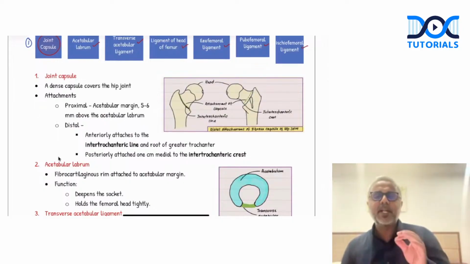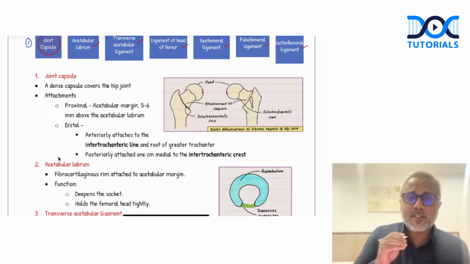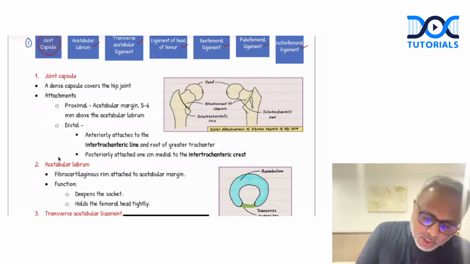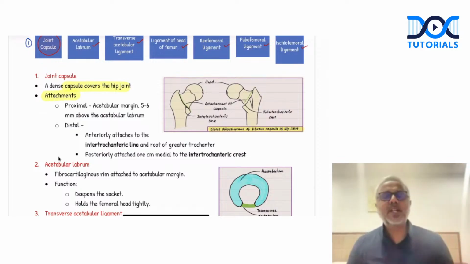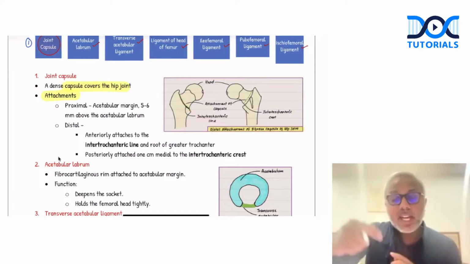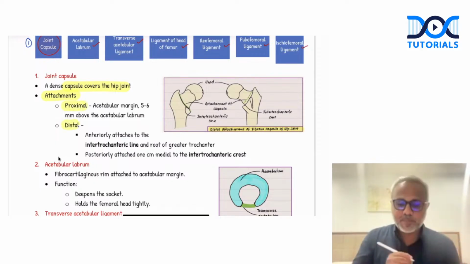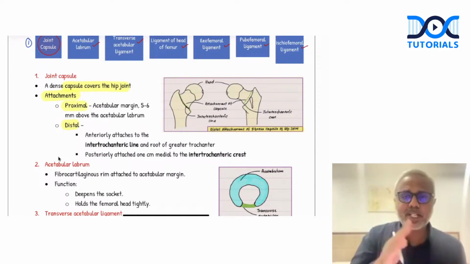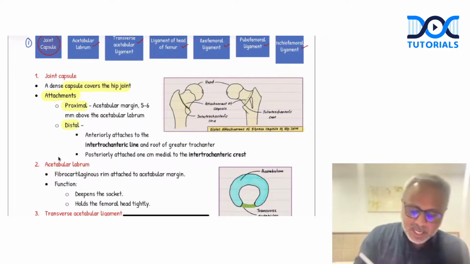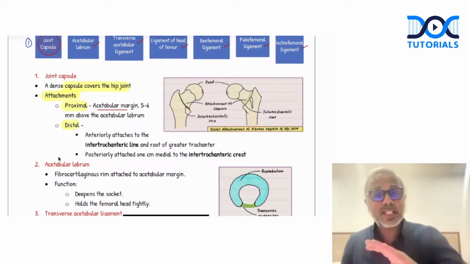Start explaining the ligaments one by one. For example, for the joint capsule, what will we write? First line: the joint capsule covers the entire hip joint. Then the examiner will expect where exactly it is attached. You need to write it under 2 headings, proximal and distal. Proximal attachment is to the hip bone, and distal attachment is to the femur. Proximally, it is attached to the acetabular margin. Even if you write this much, it is enough.